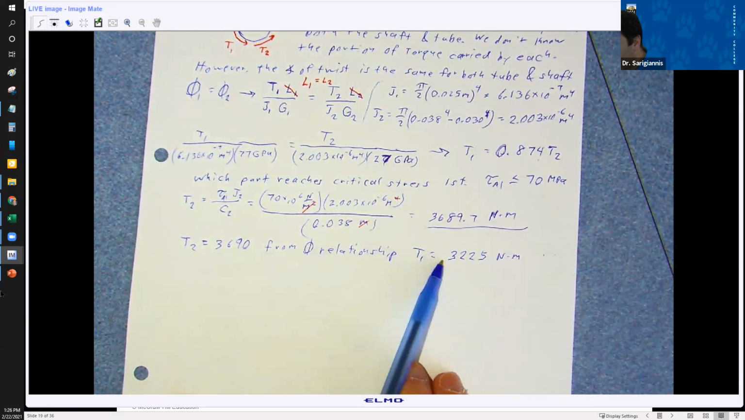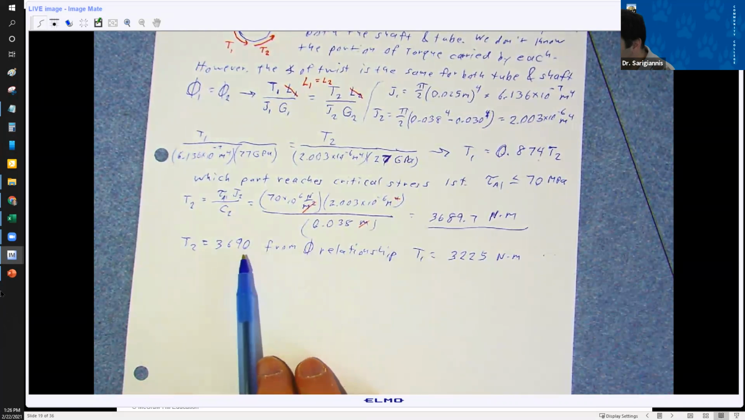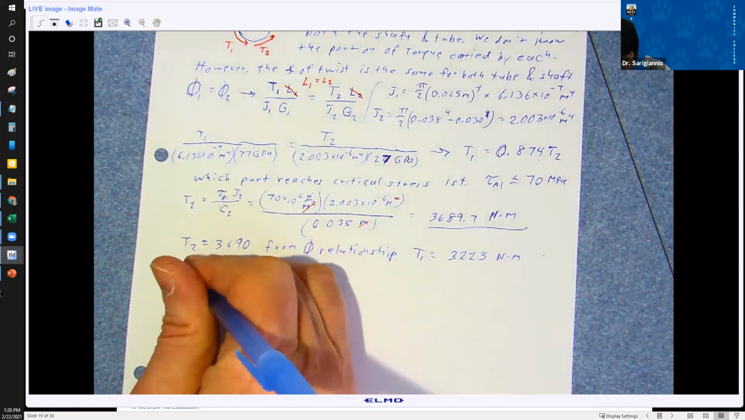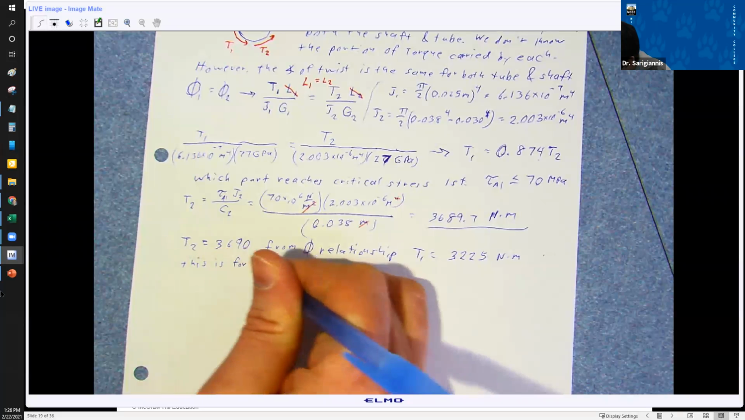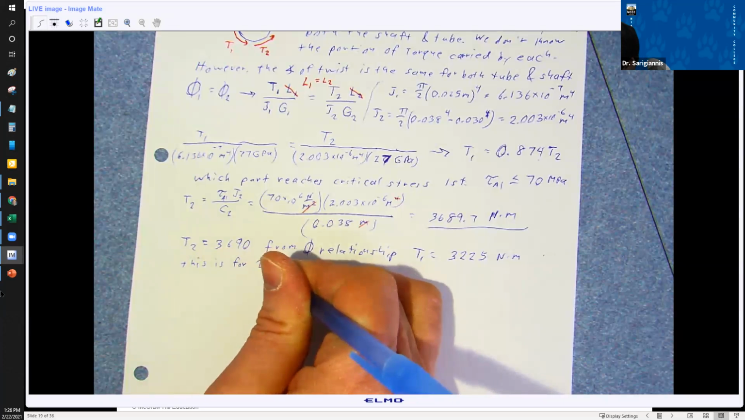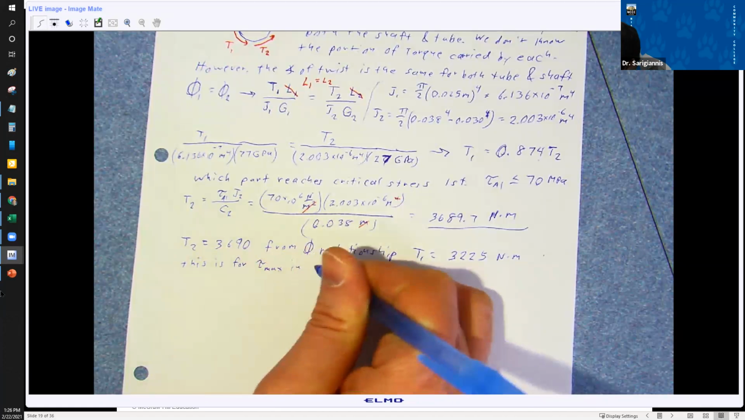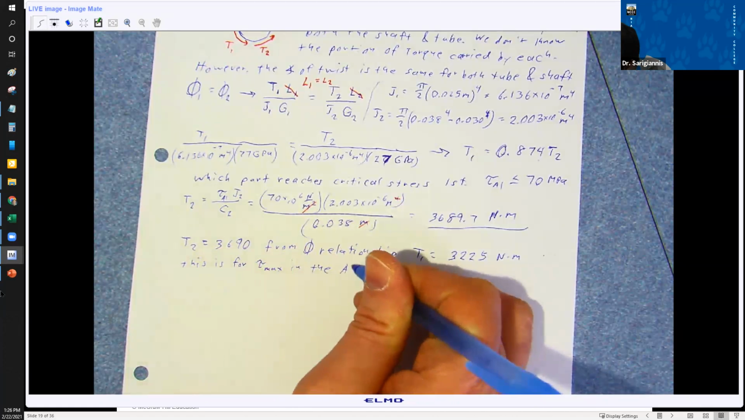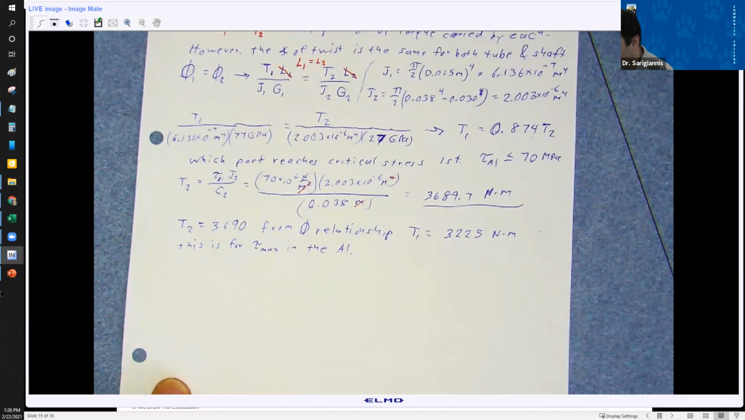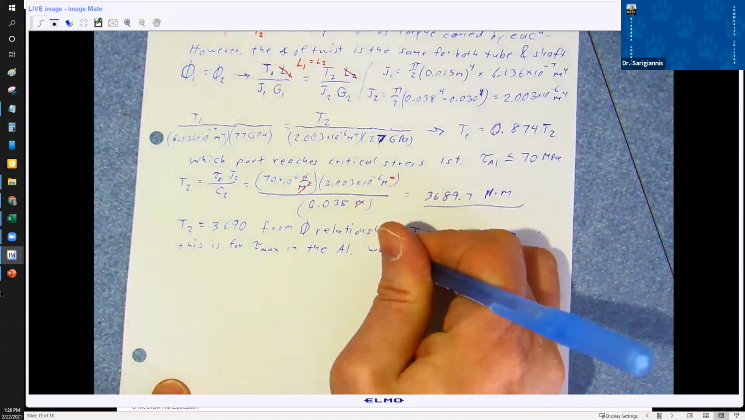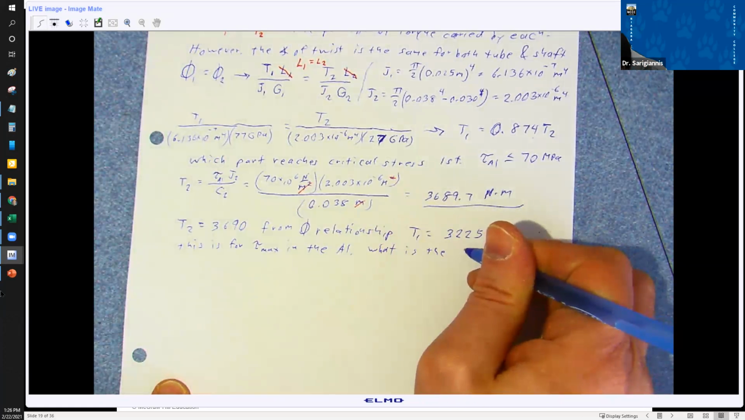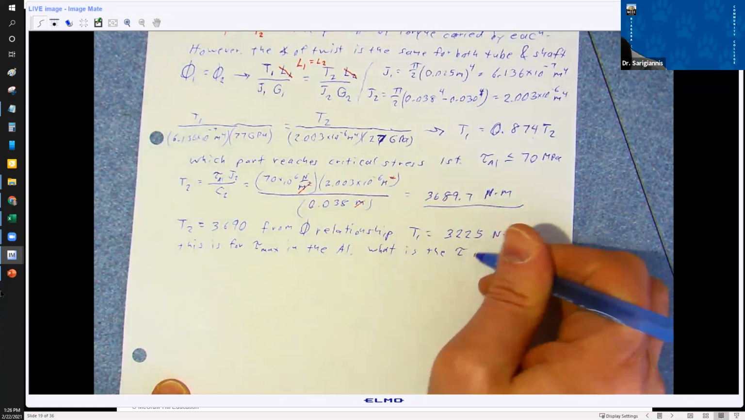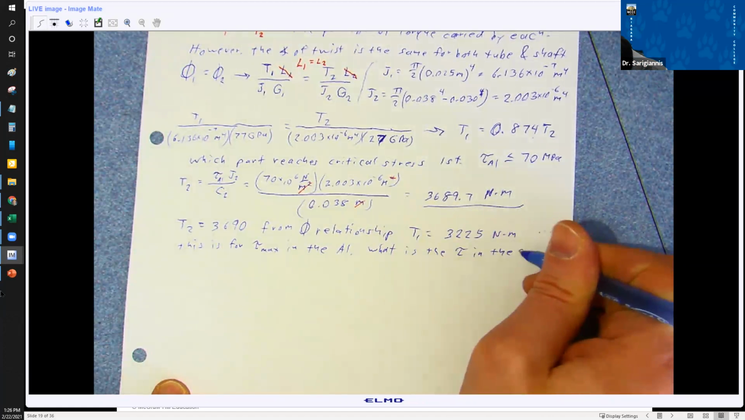This is a torque that gives me the maximum shear stress in the aluminum. This is for tau max in the aluminum. What is the shear stress in the steel?